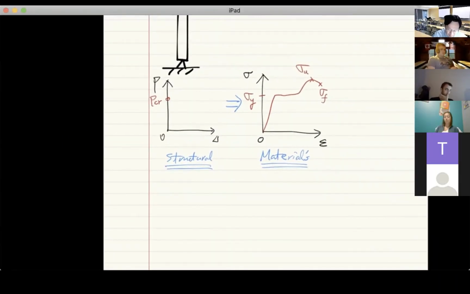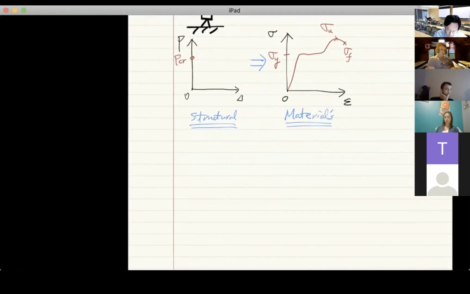Now, what's the reality? This is reality. Reality is this. Suppose we consider two things. Suppose we consider a ratio. And this ratio is what we call the length divided by radius of gyration, which is L over R. The reason why we do that is just to make it dimensionless. So L is your length and R is radius of gyration.